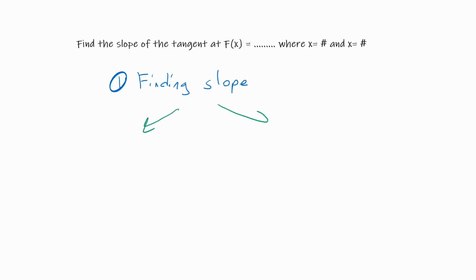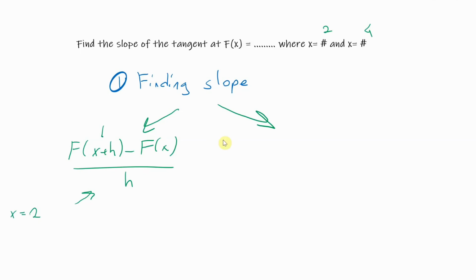You can kind of do it two ways. One way is using f(x plus h) minus f(x) over h. So let's say this is 2 and let's say this is 4. You can find the slope by plugging in, let's say first, x equals 2, and then finding the slope from that. So you would be saying f(2 plus h) minus f(2) over h and solve it from that. And then you can do the same thing for x equals 4: f(4 plus h) minus f(4), and so on.